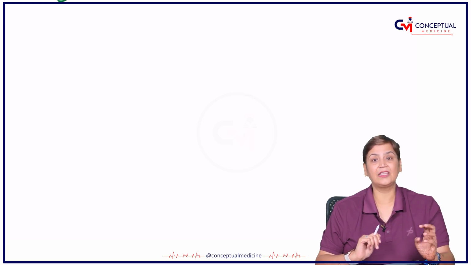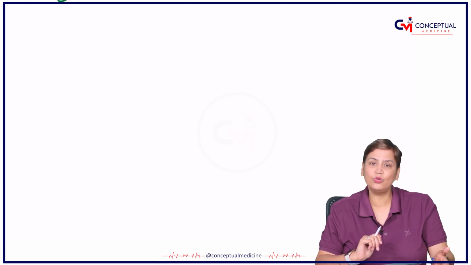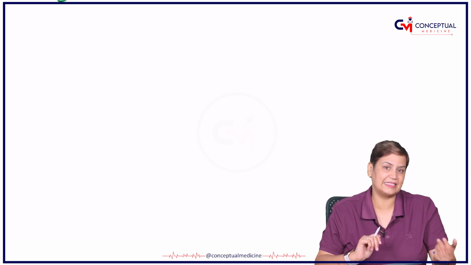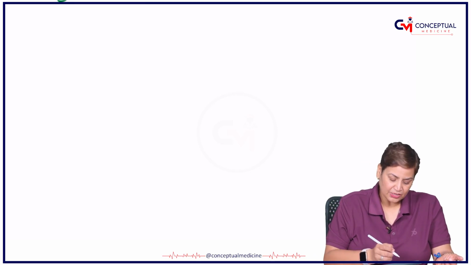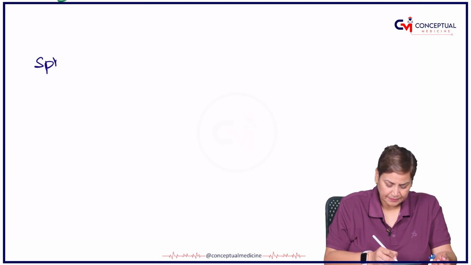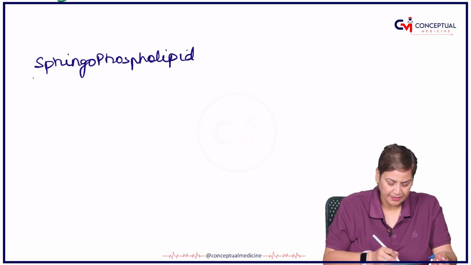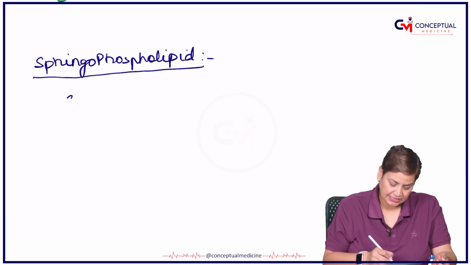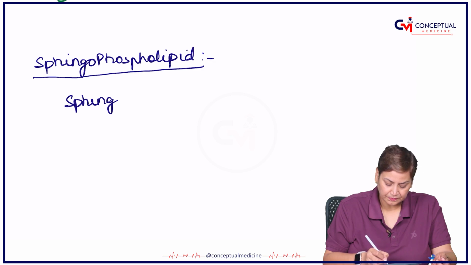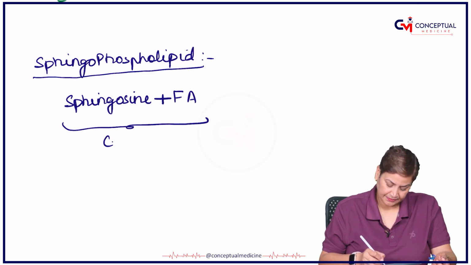So basically they are the class of lysosomal storage disorders which actually occur in the body due to the deficiency of the particular enzymes degrading it. Okay, so this is phospholipid. If I talk about sphingophospholipid, if we have to just demarcate it, I can say that sphingosine plus fatty acid is a ceramide.